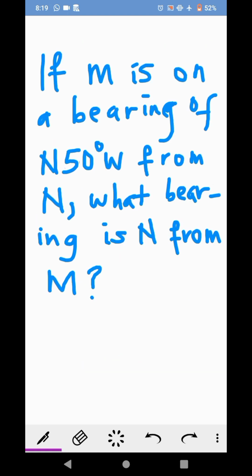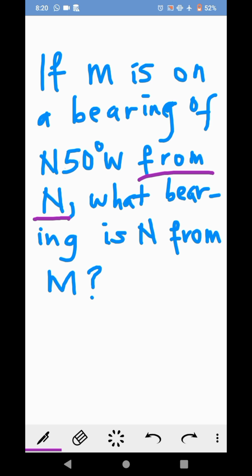Okay, so the next problem reads: if M is on the bearing of north 50 degrees west from N, what bearing is N from M? Like we said before, "from N" tells us that N is the reference point from where M can be located, and so we are going to be drawing the bearing of M first. Then from there we can now locate the bearing of N.